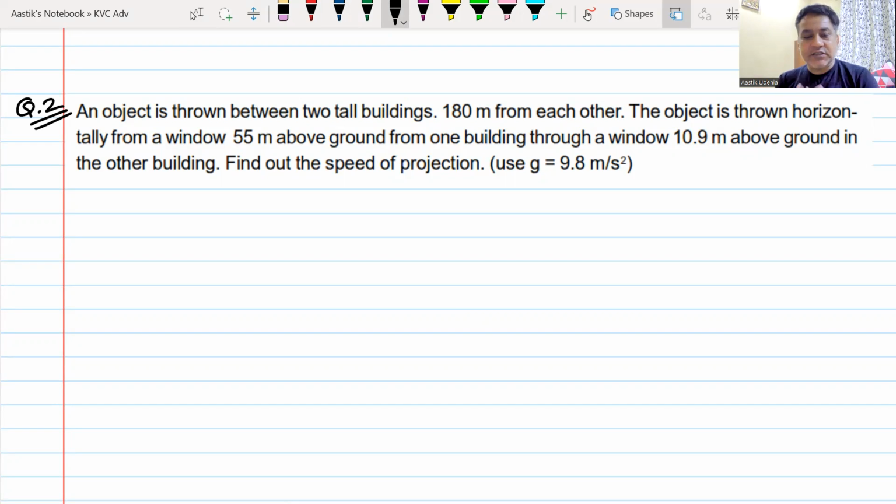180 meters from each other. The object is thrown horizontally from a window, 55 meters above ground from one building, and it goes into the next window 10.9 meters above ground in the other building. Find out the speed of projection. That is how he calculates how much speed he should have. Anyways, take g as 9.8 meter per second square, my dear friends.